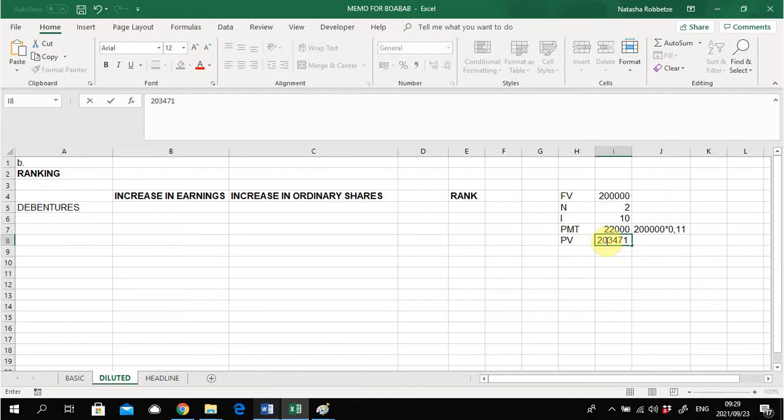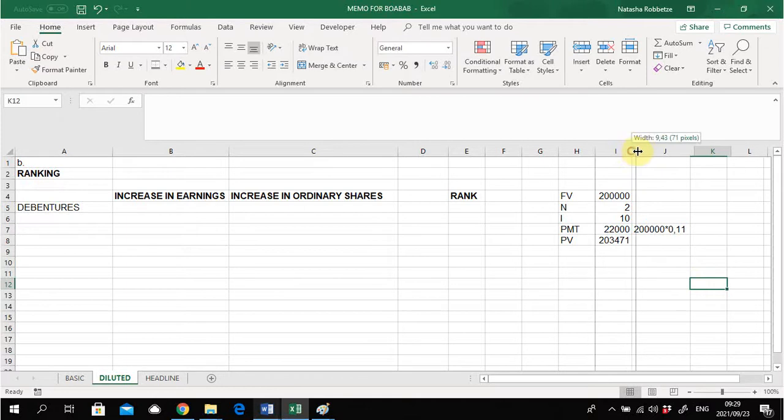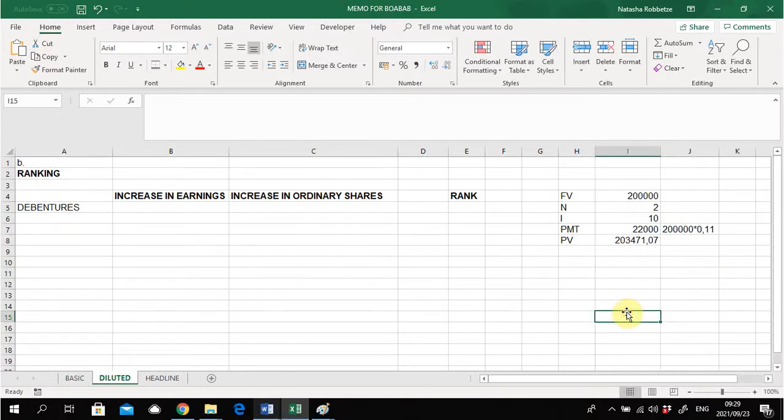I just quickly want to check the decimals and make sure that they are correct. I don't want to just trust a memo. And here we get 7 cents. So it's 203,471 and 7 cents.